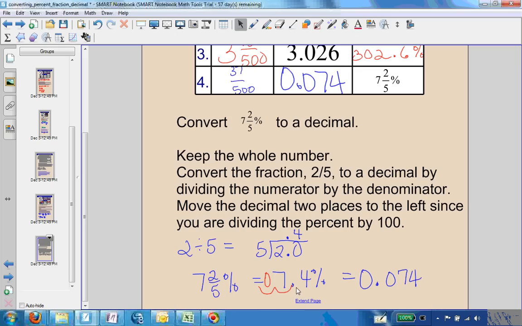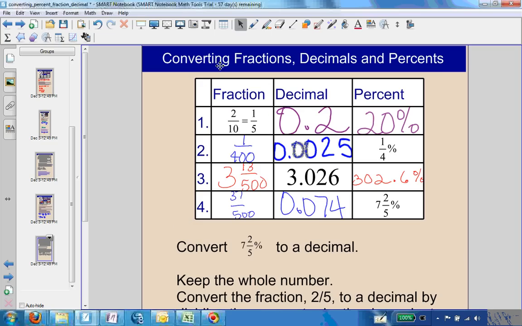Now we're going to change 7.4% to a decimal by moving our decimal 2 places to the left and dropping the percent sign because we're dividing by 100. So that concludes how to convert fractions, decimals, and percents, as well as some harder examples of each.